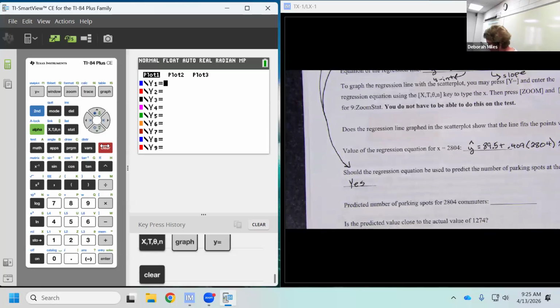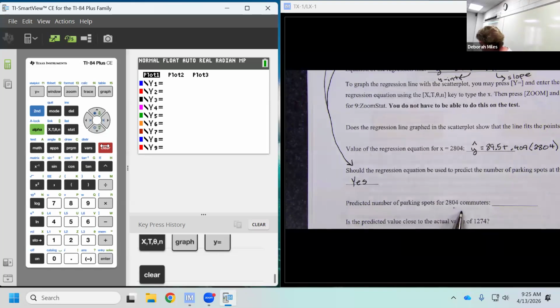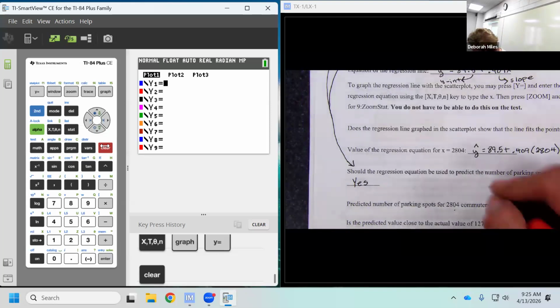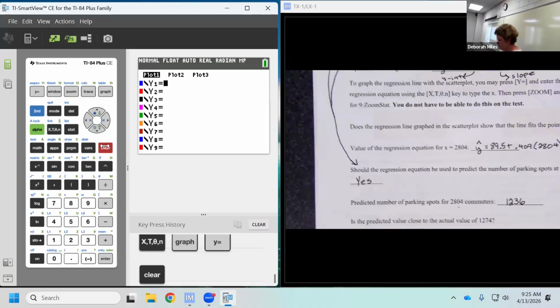So our prediction is for 2,804 commuters, we should have 1,236 parking spots. Is that pretty close to the actual number of parking spots at the Metro North Station? Yeah.